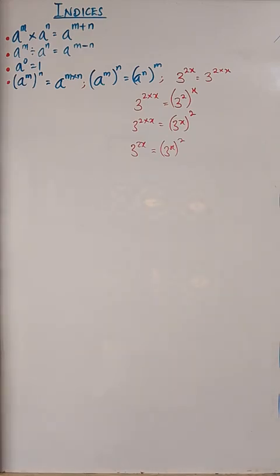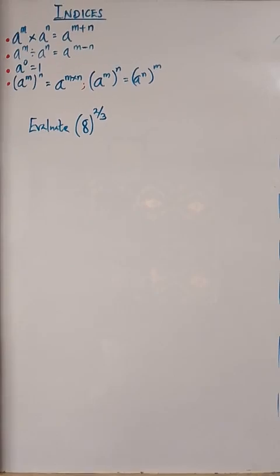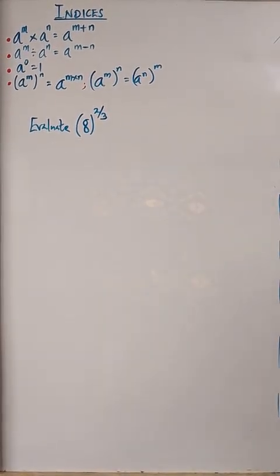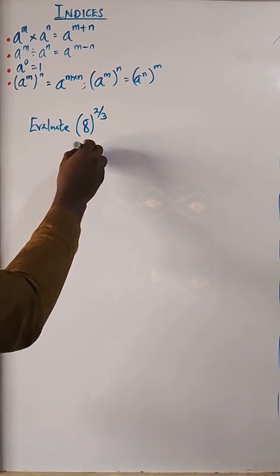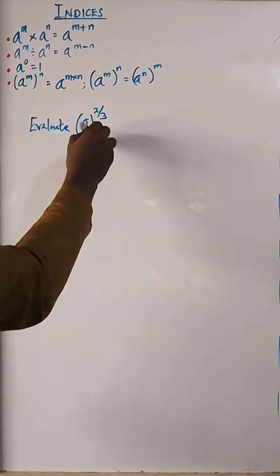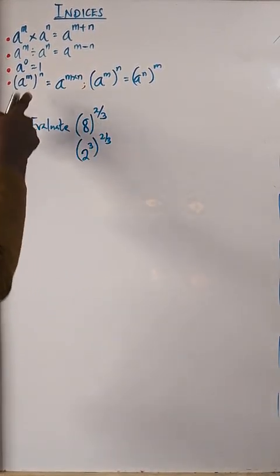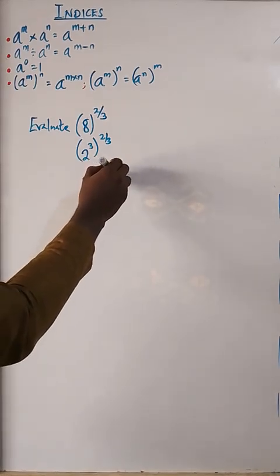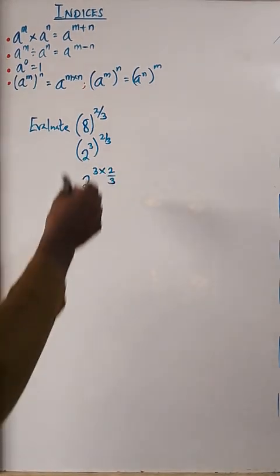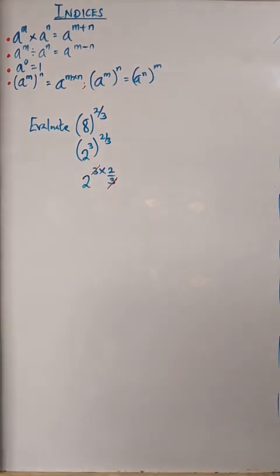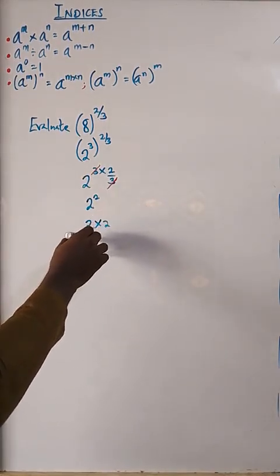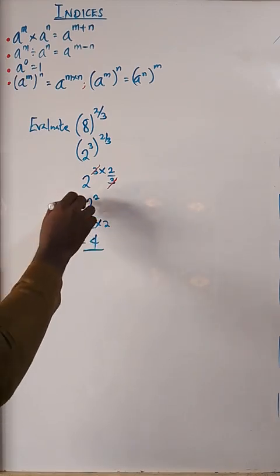Let's take a question under this so that we can understand it. We have to evaluate 8 raised to power 2 over 3. First, you have to know that 8 is the same as 2 raised to power 3, then all raised to power 2 over 3. According to this law, we multiply the 2 powers. So that's 2 raised to power 3 times 2 over 3. From here, 3 cancels 3, so we are left with 2 raised to power 2. 2 raised to power 2 is 2 twice, that is 4. Final answer.